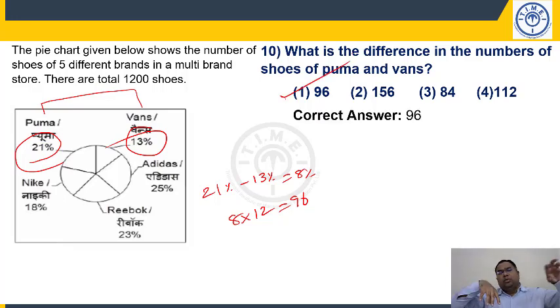Don't find out Puma 21% value, Vans 13% value, then subtract. It is a waste of time. I want the difference between these two. 21 minus 13, the difference is 8%. 1% is 12. 8% should be 96.